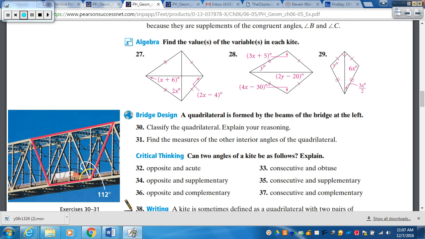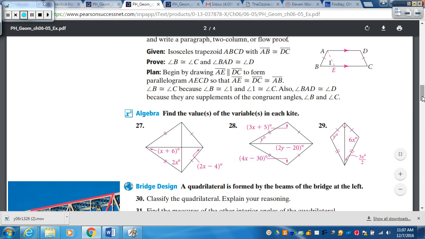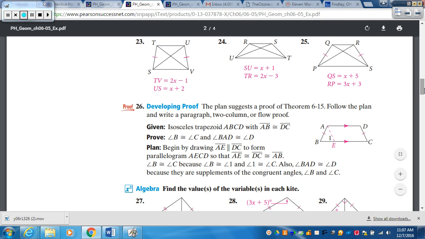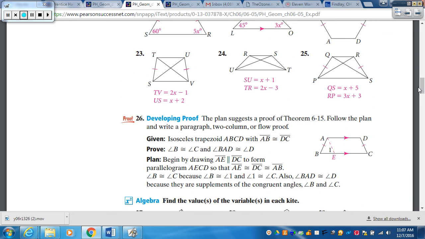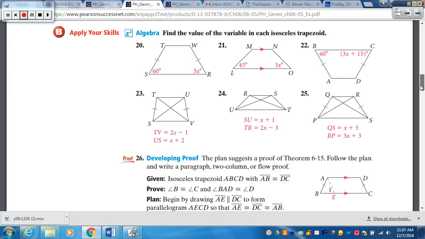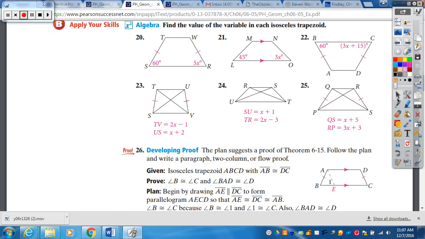Now, there is one more problem on this page, number 24, and here's what we have. I believe in 24, these are all isosceles trapezoids, yeah. We see that up here. They're all isosceles trapezoids. So what do we know about the diagonals of an isosceles trapezoid? Well, I hope that you can tell that those are the same lengths as each other. So we can set their expressions equal to each other. So it should be x plus 1 equals 2x minus 3. And now you can go ahead and solve for x.